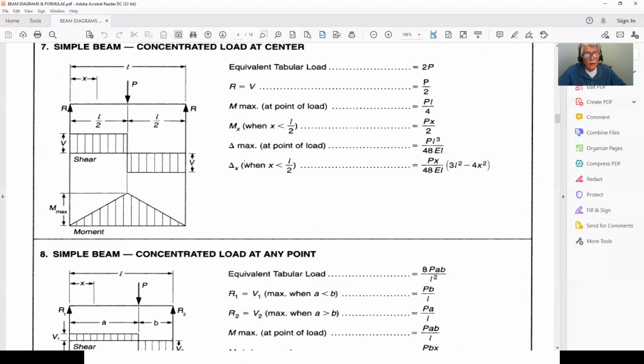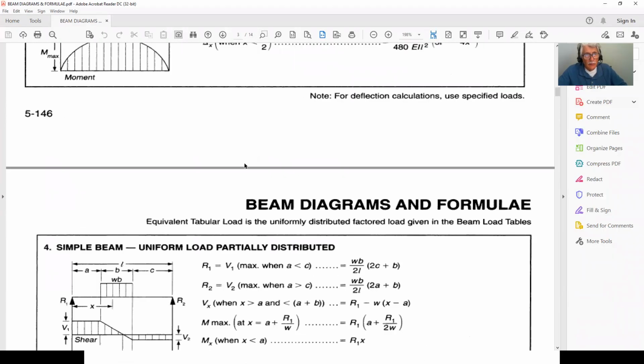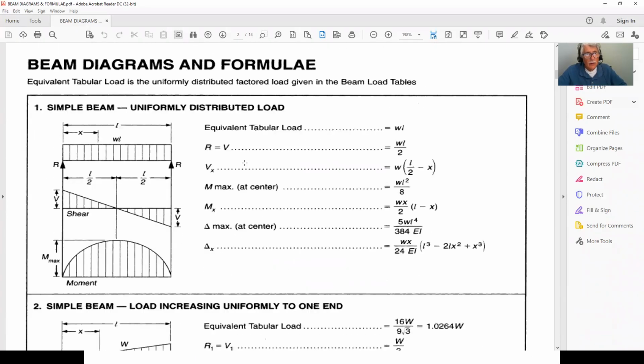Okay, so I'm going to go back. So basically, I must have used this. That's why it's okay. So here we go. They always start with the most common situation that we're going to have in everyday life. In other words, you're going to have a beam that is simply supported.